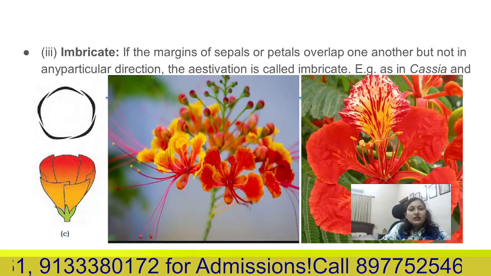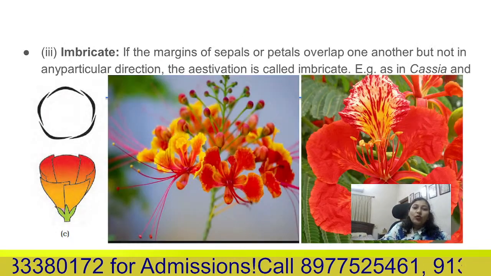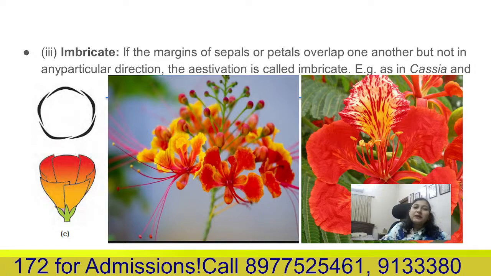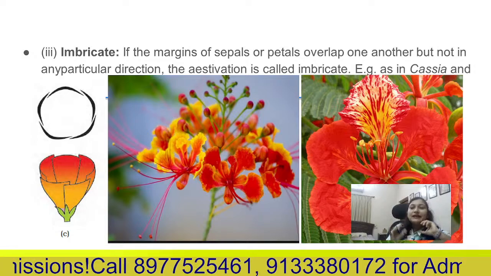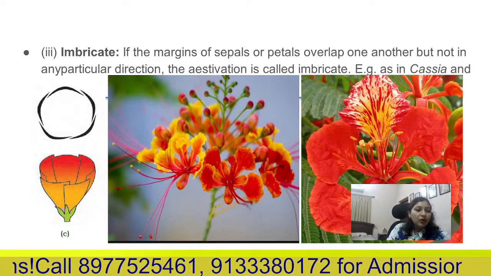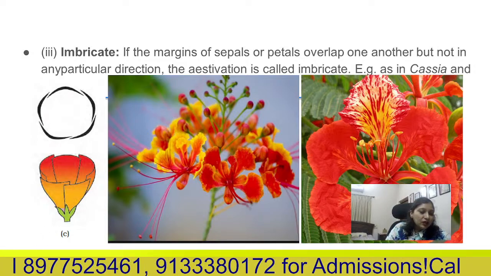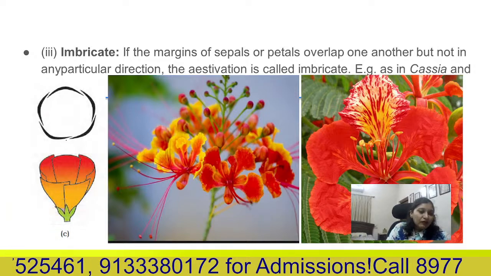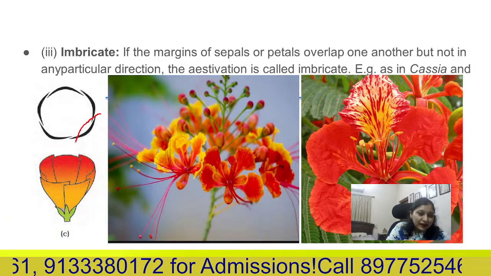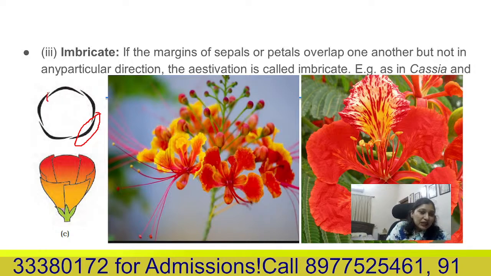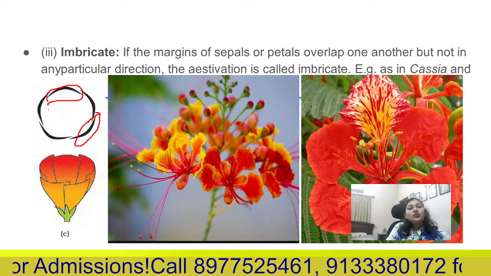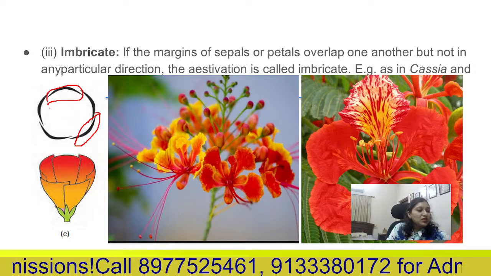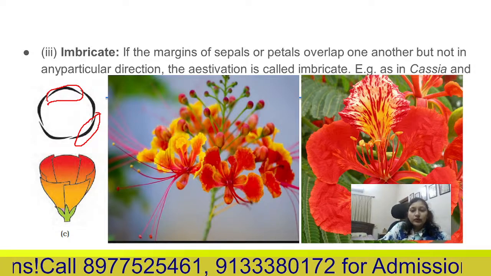Next, imbricate. They are overlapping but not in a particular direction. One is completely inside, one is completely outside, like in case of gulmohar. Okay, look here, one petal is completely outside and one is completely inside and the others are overlapping. So this type of estivation is called imbricate.